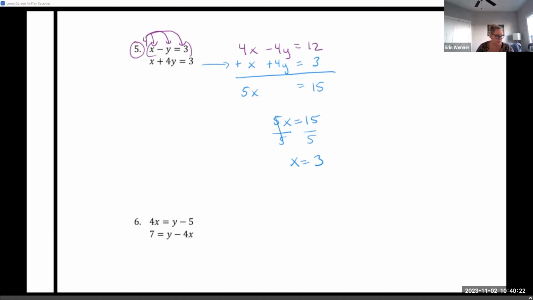I'm going to go with the second equation because there's no negatives. Basically, that's the only reason why that's the one I'm choosing. So if I plug 3 in there, I'm going to have 3 plus 4y equals 3. Subtracting 3 from both sides, I end up with 4y equals 0. Again, this is valid. Dividing both sides by 4, I get y equals 0. So my solution is the point 3, 0.